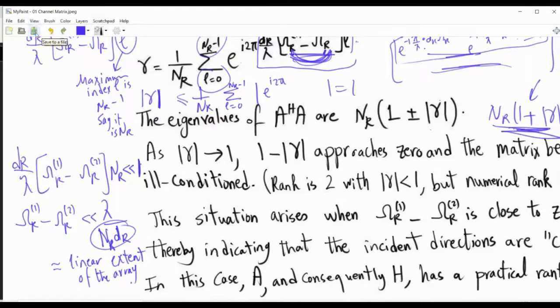In space. Okay, so basically this is the condition. If this difference of omegas is much smaller than this quantity, so when we say it's small, relative to close to 0, it means small relative to what? Okay, so basically small relative to this particular quantity, lambda over Nr dr. Then the rank is, for all practical purposes, rank deficient.